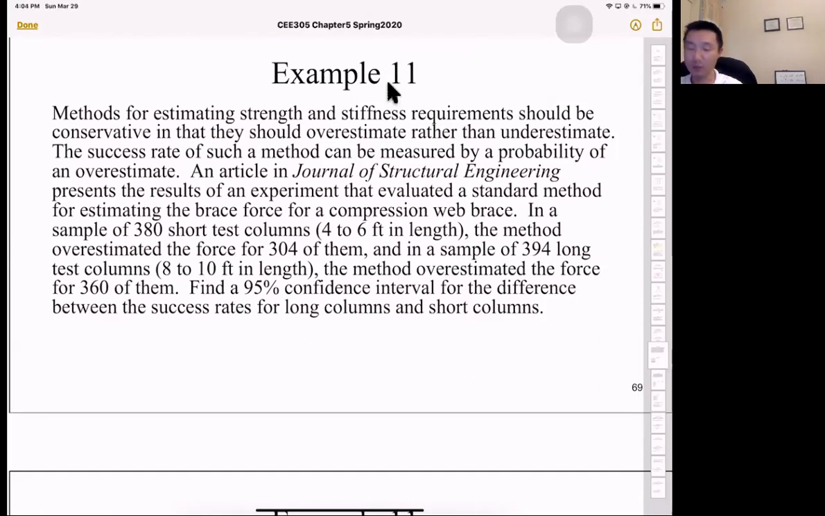In a sample of 380 short test columns, the method overestimated the force for 304 of them. And in a sample of 394 long test columns, the method overestimated the force for 360 of them. The question is asking for a 95% confidence interval for the difference between the success rate for long columns and short columns. So this is a confidence interval for the difference between two proportions. This is success rate, which is a proportion.